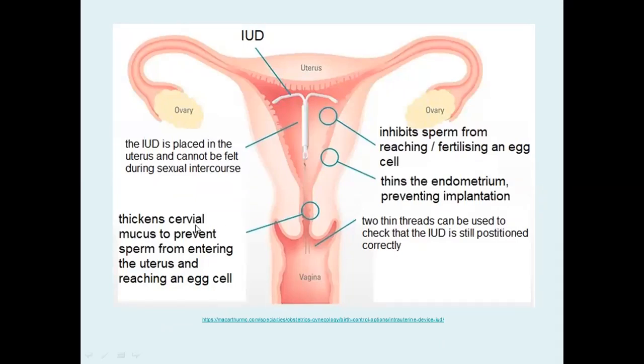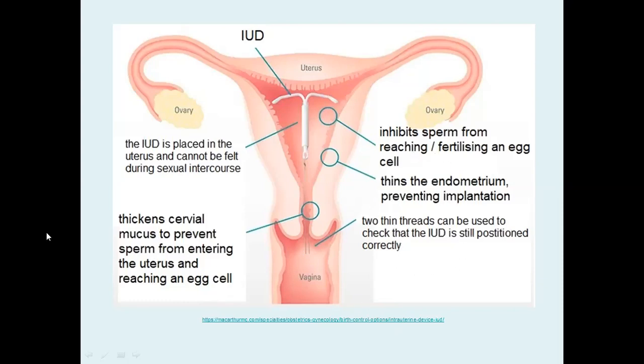One of the things that it does is it thickens cervical, make sure you know how to spell that, I don't, mucus, to prevent sperm from entering the uterus and reaching an egg cell. So remember that when a male ejaculates, the semen will be released into the vagina. If the cervical mucus is thick, then the sperm can't penetrate the cervix to go up into a fallopian tube to fuse with an egg cell.